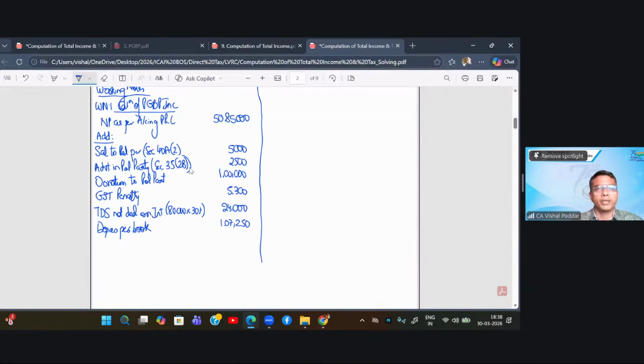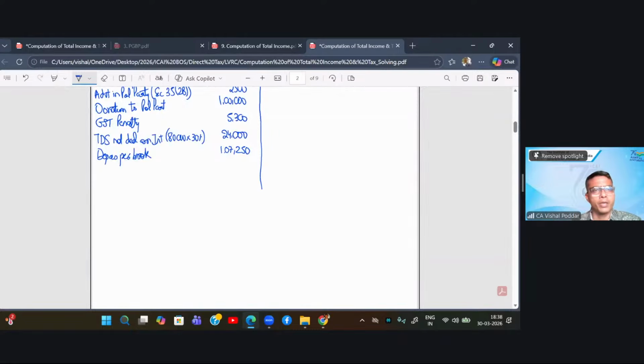And we subtract the depreciation as per income tax. So we have completed all the add items. As far as my understanding is concerned, nothing is missed out. So less depreciation.